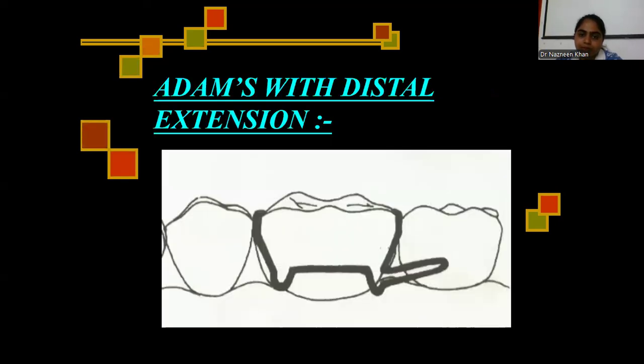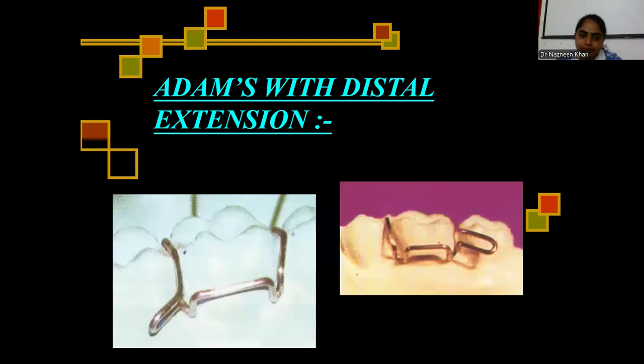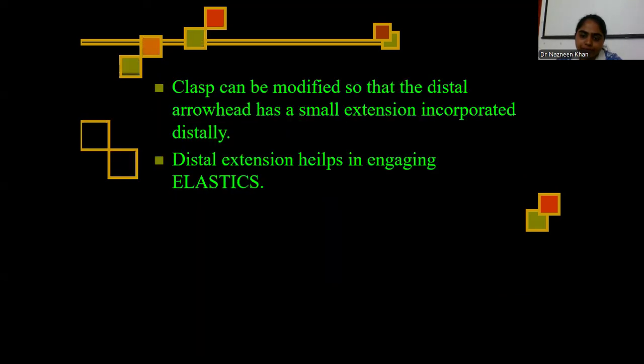This one is the Adams with distal extension. Clasp can be modified so that the distal arrowhead has a small extension incorporated distally. Distal extension helps in engaging elastic.